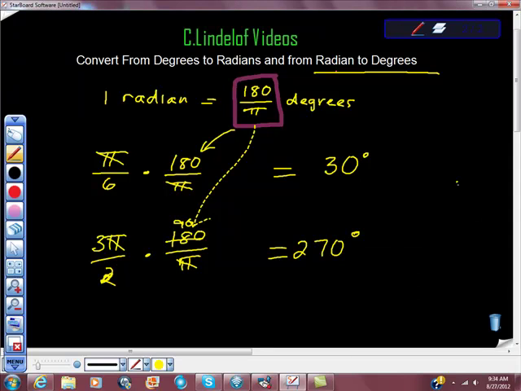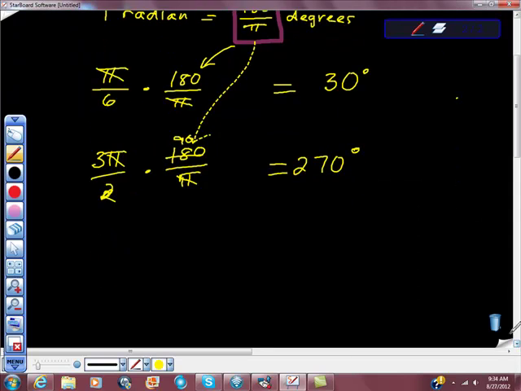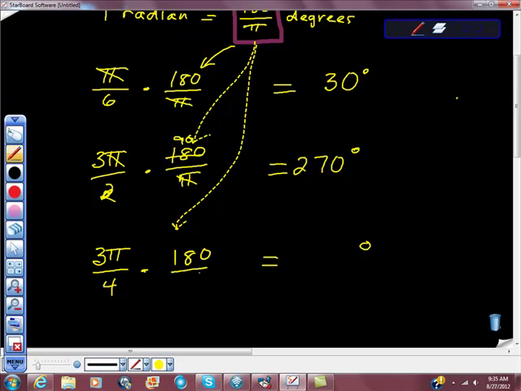So, let's do one more. See if we have this figured out. Let's try one more of these, please. And let us try 3 pi fourths radians. So 3 pi fourths radians, and we want to know how many degrees is that. So what are we going to do here? Exactly. Good. I think you're getting this. You're going to use this conversion unit here, right? We're going to multiply by 180 over pi. Remember that pi is on the bottom because it's going to cancel this pi at the top. So cancel, cancel.